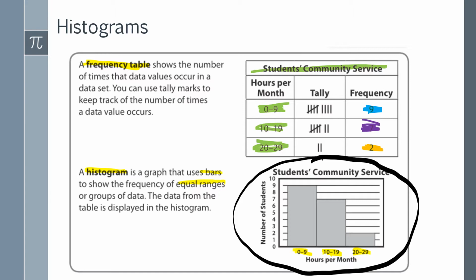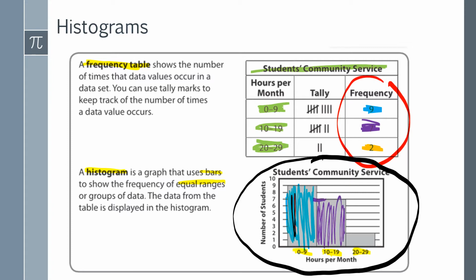If you notice up here on the frequency axis, there's 9 for the 0 to 9, so this bar goes all the way up to 9 for that 0 to 9 hours per month. The next one is the 10 to 19, and it was 7, so this one goes up to 7. The last one goes up to 2, because the 20 to 29 category is 2. So that's how the bar graphs work. You've worked with things like this before, just probably not with ranges of numbers down here.